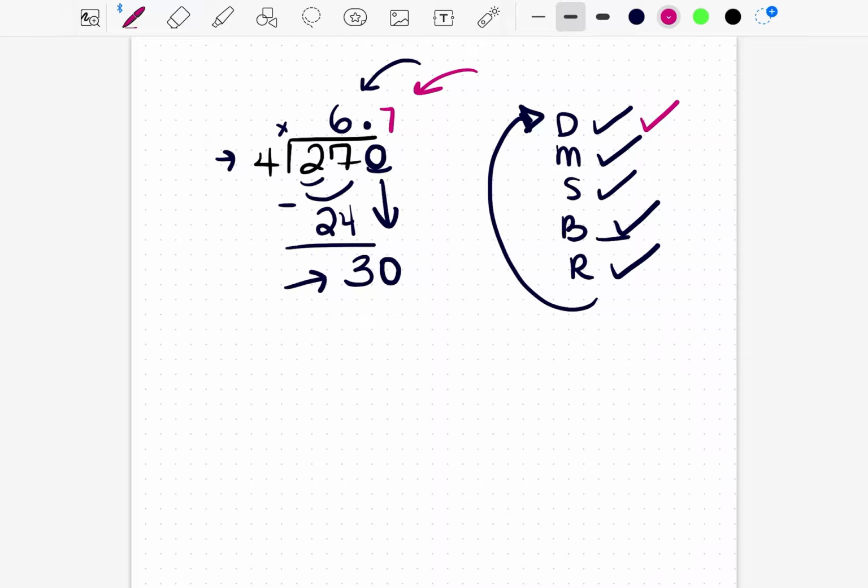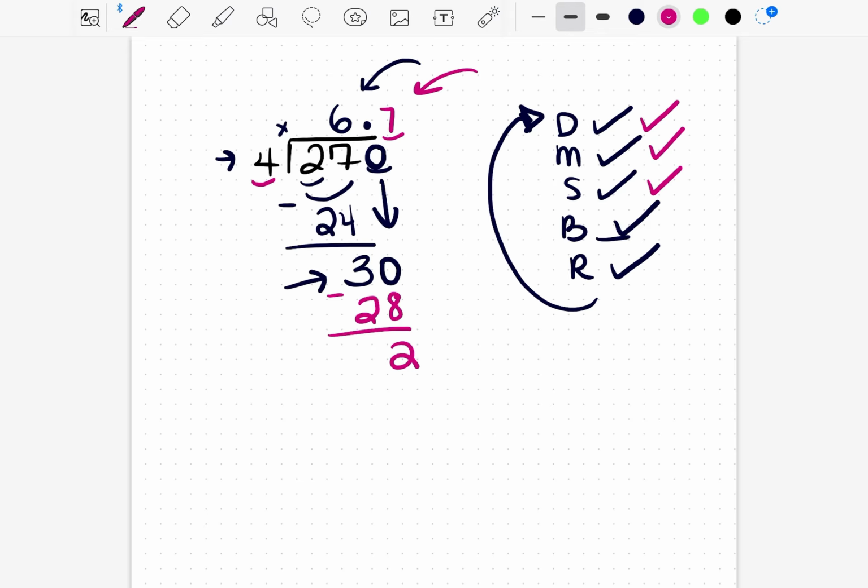Then we multiply. What do we multiply? The number that we just put on top and the number that was on the side. 7 times 4, we're going to multiply, is 28. Where do we put the number that we multiply? On the bottom. Then we subtract. 30 minus 28 is equal to 2.